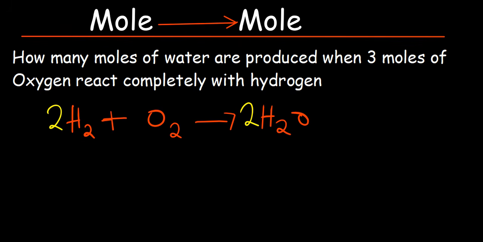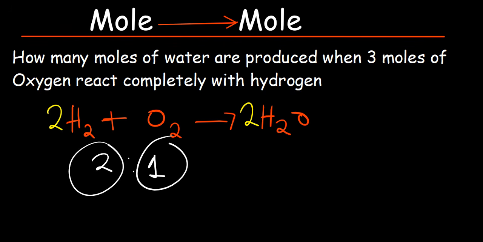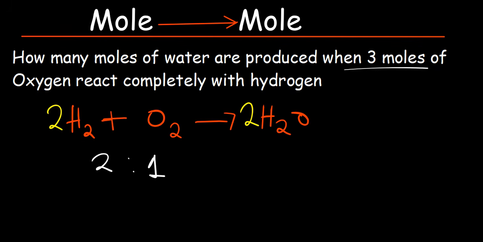Now you're able to see that oxygen has a coefficient of 1 and hydrogen has a coefficient of 2. This is the ratio between the two. What this ratio means is that 1 mole of oxygen is going to react with 2 moles of hydrogen. Now this question is asking us about when 3 moles of oxygen react completely with hydrogen.